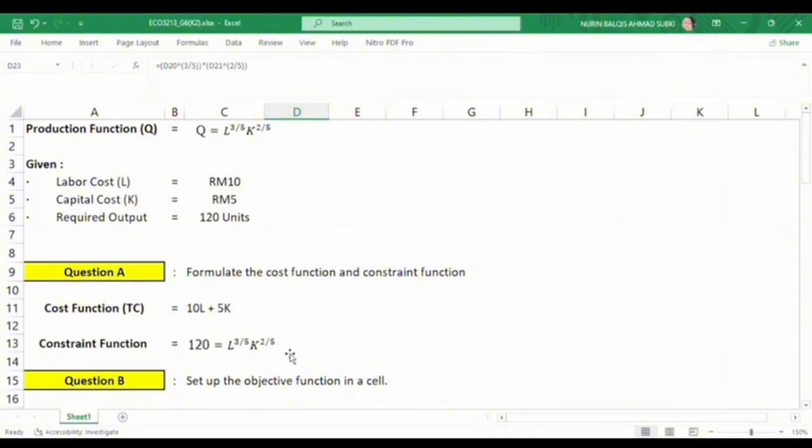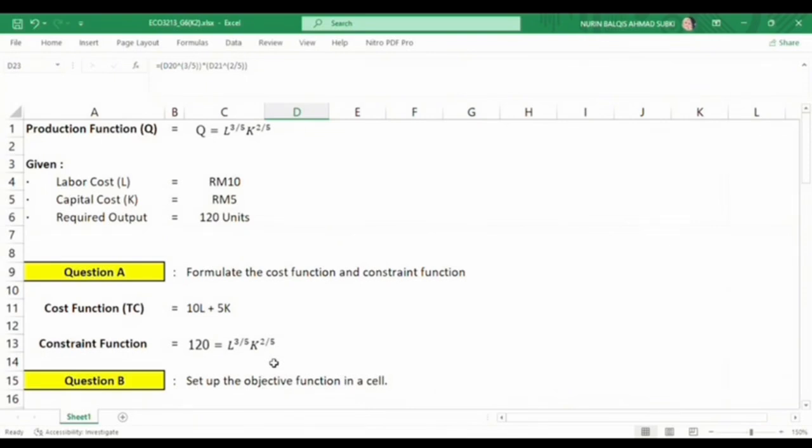Next, we formulate the constraint function. The production function given in the equation is Q equals L raised to the power of 3/5 multiplied by K raised to the power of 2/5. The firm wants to produce exactly 120 units of output. Therefore, the production function becomes the constraint function: L^(3/5) times K^(2/5) equals 120. This constraint means that any combination of labor and capital chosen by the firm must produce exactly 120 units of output.